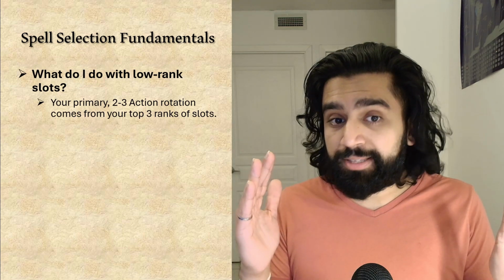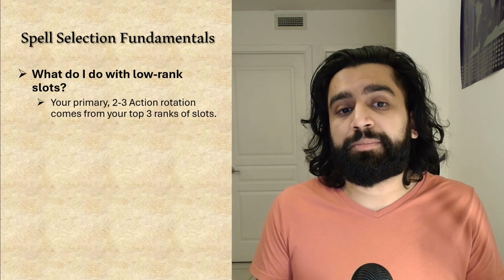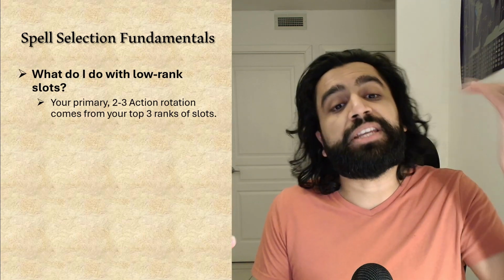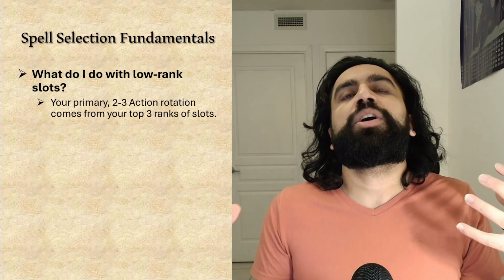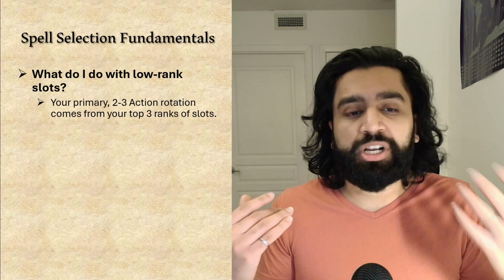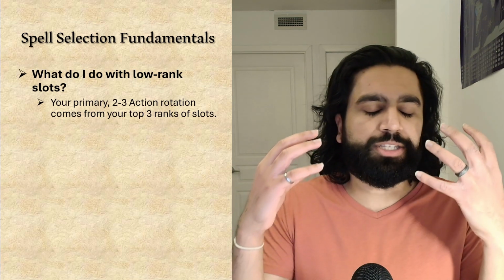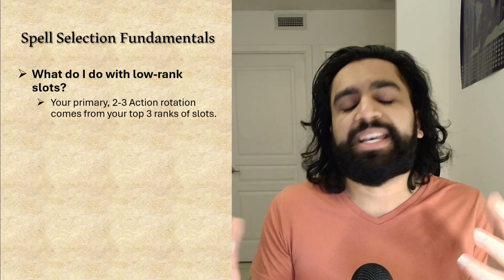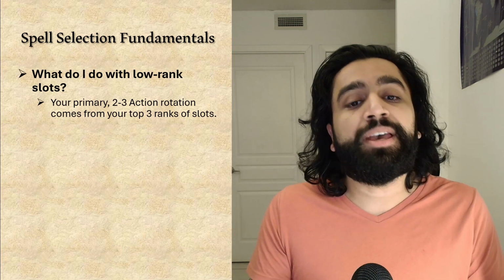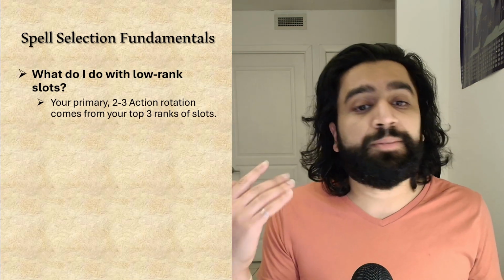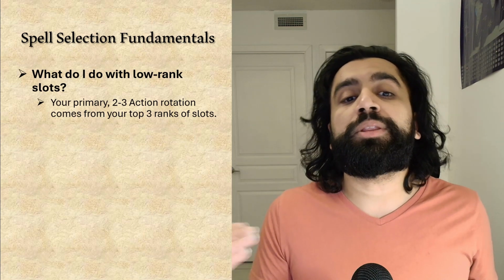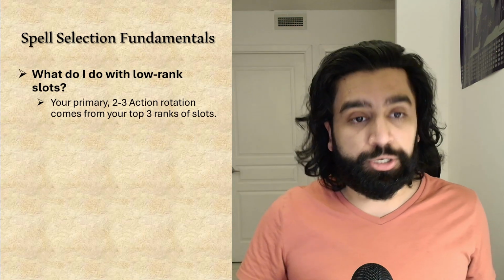There are exceptions to this. At higher levels of spellcasting play, especially at like levels 15 plus, you may end up with a significant chunk of your power budget coming from lower rank spell slots, but it's generally a good rule of thumb, especially for the first half of the game, that your top 3 ranks of slots are what's important. So what do you do with those other ranks, the ones that are below your top 3 ranks?